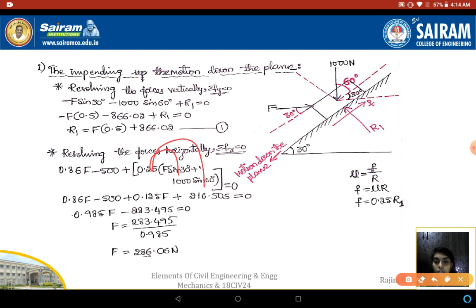Collecting all the terms, it will be 0.985 F minus 283.495 is equal to 0. So F is equal to 283.495 divided by 0.985. If you substitute this, we will get the given horizontal force as 286.06 Newton. This is the way of solving this problem.